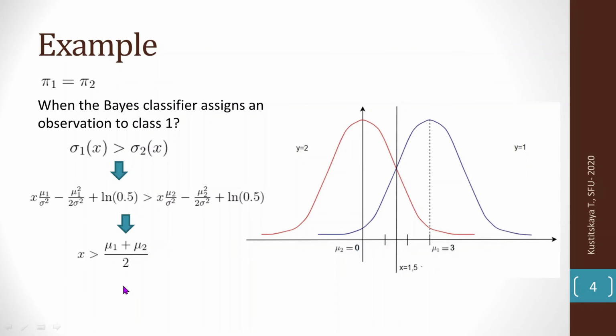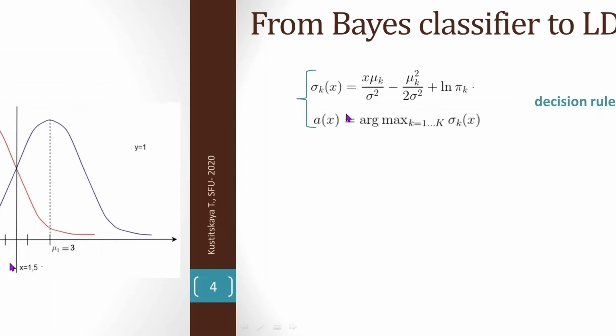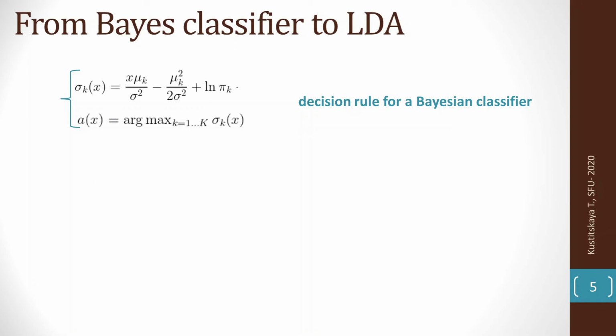Now we will find the decision boundary for this case. If we solve this inequation, we get that x equal to 1.5 will be the decision boundary. In the picture, it is represented by this vertical black line. We have derived a decision rule for a Bayesian classifier. First, we calculate the function sigma k of x for each class, and then we assign x to the class with the maximum value of this function sigma k.